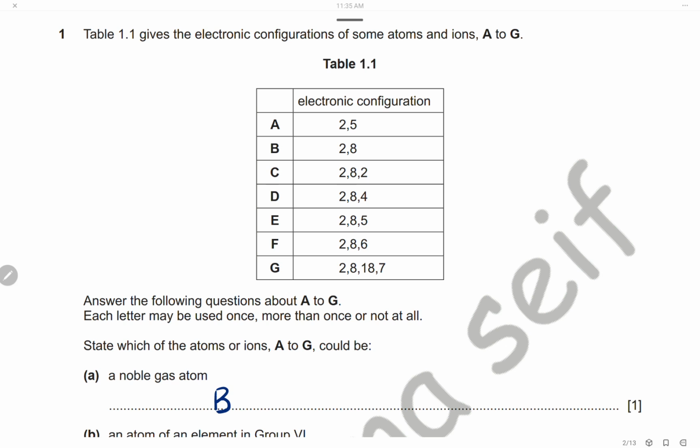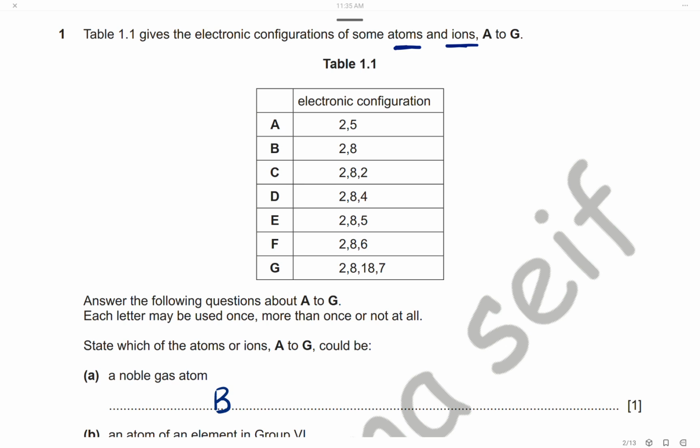Let's start it. Question 1. The table gives electronic configuration of some atoms and ions from A to J. Answer the following questions using the letter from A to J. Each letter may be used once, more than once, or not used at all. First, give the letter which is a noble gas atom.